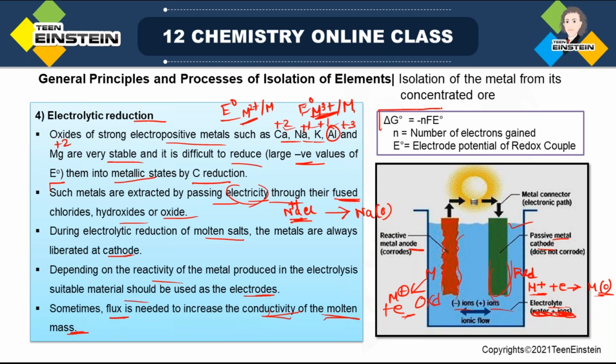And here, the principle behind it is this equation: delta G naught is equal to minus nFE naught. So n is the number of electrons involved, F is the Faraday constant, and E naught is the reduction potential value. So if the delta G value is very negative, then only the process will be highly spontaneous. Okay. So by the electrolytic reduction method, we do isolation of metal, and it is applicable only for electropositive metals, mostly from the s block. Okay. Any doubt? Should I repeat?